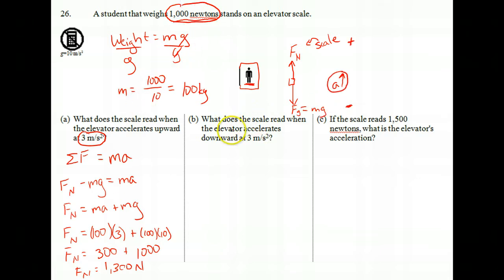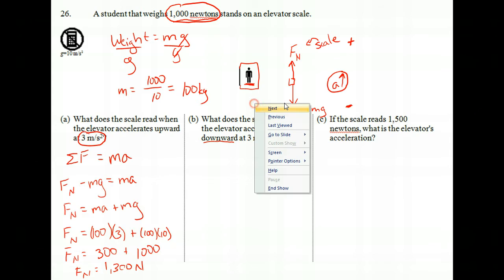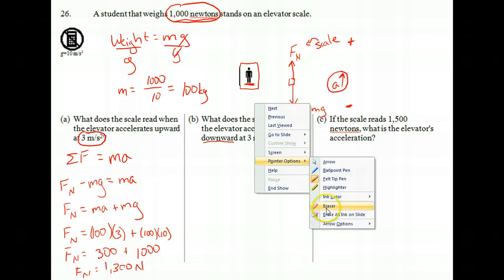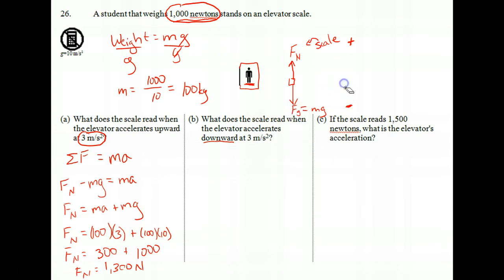Now, what does the scale read when the elevator accelerates downward at 3 meters per second squared? Now it's going to be going downward, so we've got to change the direction of acceleration. So I'm going to come up here and change that. Okay, so now it's going to accelerate downwards. Up is no longer positive, it's now negative, and down is not negative, it's now positive. Why? Because the direction of acceleration is down now.